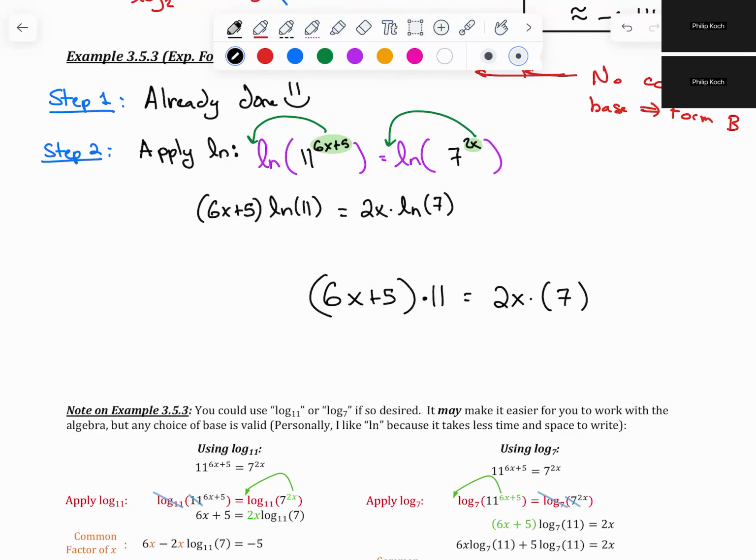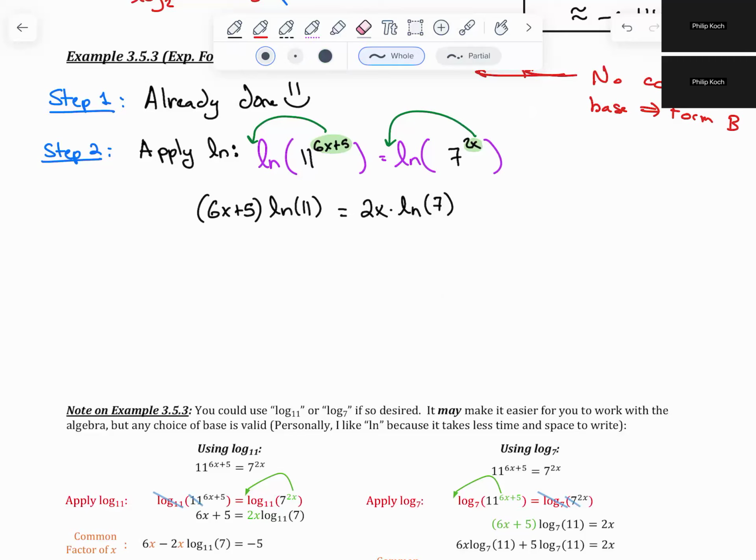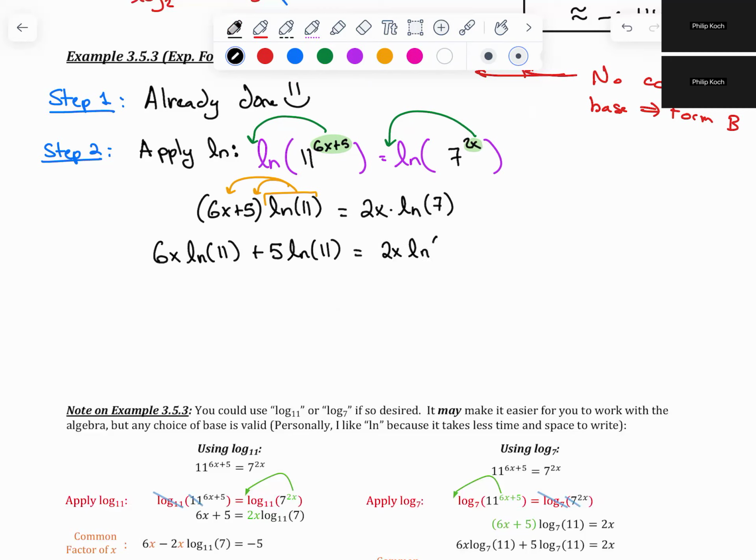Well, you distribute the 11 in, you get the x terms by themselves and solve. This is literally a linear equation. It just doesn't look nice because it has natural log of 11 and natural log of 7. So, point being is we can distribute that natural log of 11 into the other two pieces. And so what we've got is 6x natural log of 11 plus 5 natural log of 11 equals 2x natural log of 7.